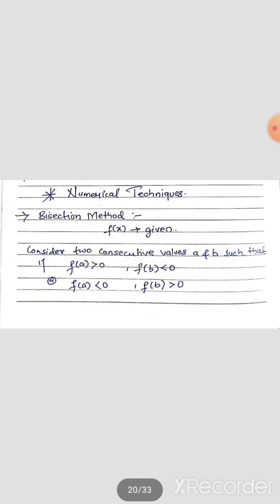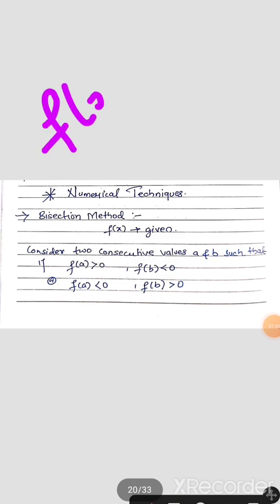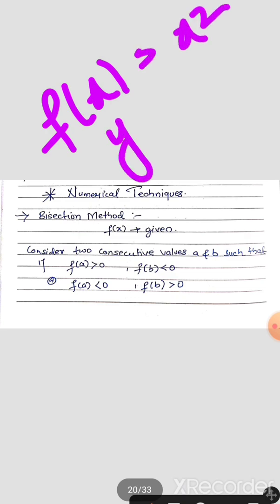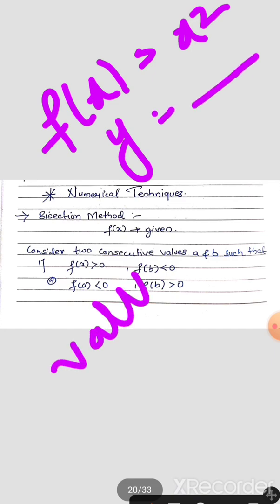So let's start with the bisection method. In the bisection method, we know that the function will already be given in the question, something like f of x, say x square. You have to find the corresponding y values. What are those values you need to find?